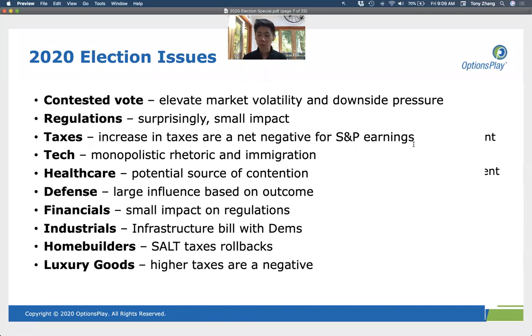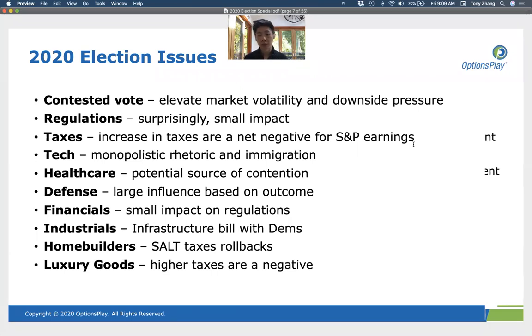Home builders, especially with taxes: Biden is talking about repealing some of the SALT, state and local tax deductions, that would, generally speaking, benefit the coastal states, predominantly California, New York, Massachusetts, Connecticut, these high income states. Home builders that have exposure to those specific states are likely going to be net beneficiaries if those SALT tax deductions are removed.